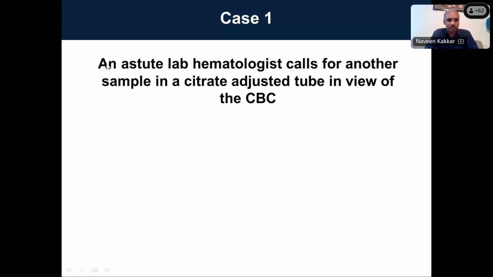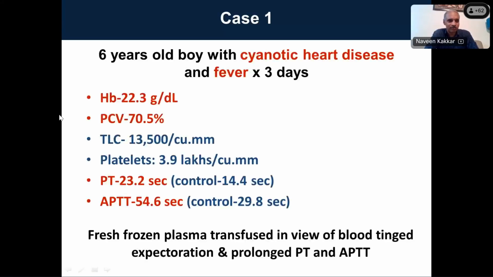So another lab hematologist now calls for another sample in what is called a citrate adjusted tube in view of the CBC. So what in the CBC told this hematologist to ask for another sample in a modified tube? Let's go back. It is these two values. And more importantly, I'm now concerned with this. And remember, this is resultant from a high RBC count only. Only then the PCV can be so high.